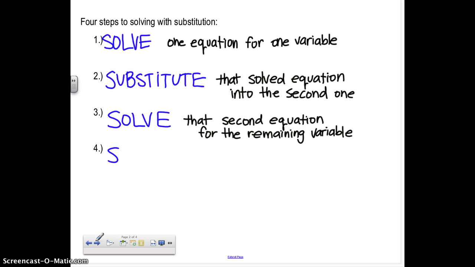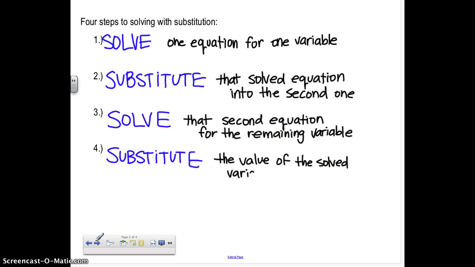You finish then by substituting. Solve, substitute, solve, substitute. Substitute the value of the solved variable back into the first equation.